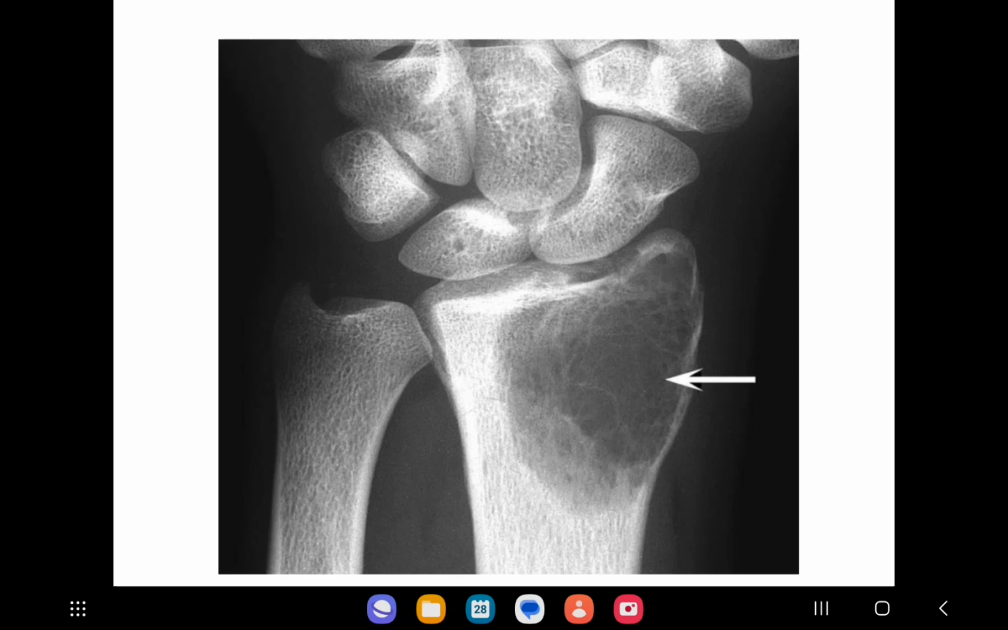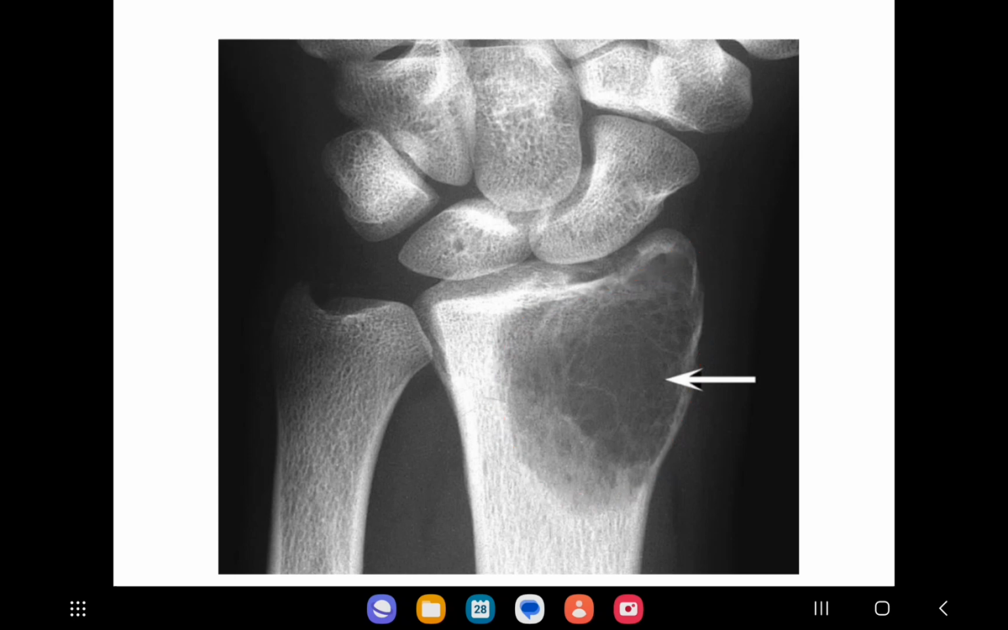So this is what we can appreciate. This is the distal end of radius. This is ulna. So this is basically the wrist joint. X-ray depicting the wrist joint. So this is the distal end of radius. What here we can see is the lytic lesion. That is the giant cell tumor. So this is basically a soap bubble appearance which we appreciate in the X-ray.